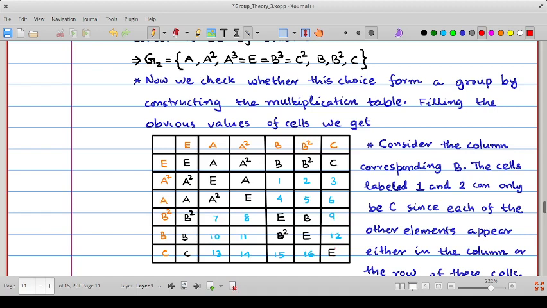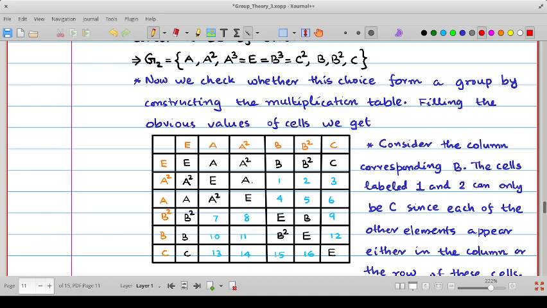We can fill up some more cells. If we look at this particular cell, the column label is A square and the row label is also A square, which is A square times A square, which is A to the power 4, which I can write as A cube times A. But A cube is simply identity. Now identity times A is A, and therefore this cell is A. So that cell is fixed.